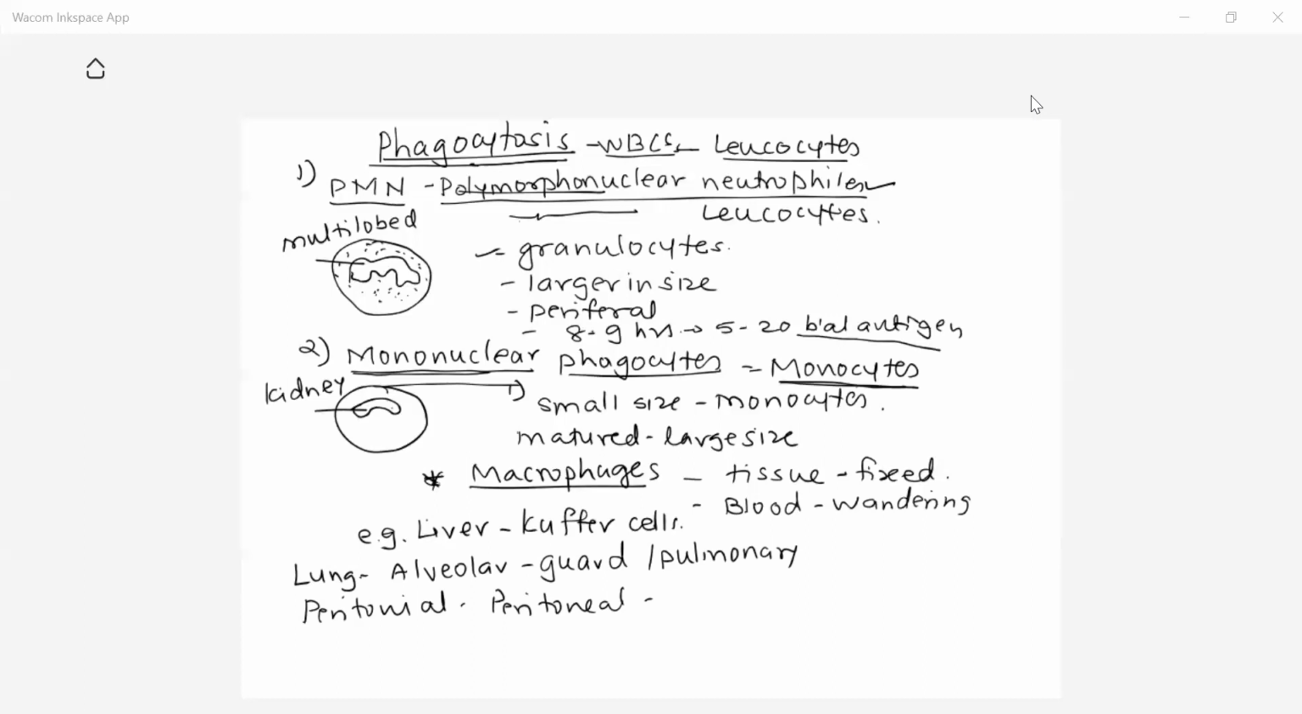Phagocytic cells are especially neutrophiles. They are granulocytes. Remember this, they are granulocytes. Their cytoplasm consists of granules. Their size is very large. This polymorphonuclear neutrophil is the major cell of phagocytosis, and another cell is the monocyte.